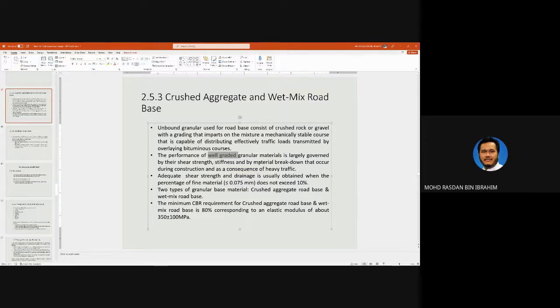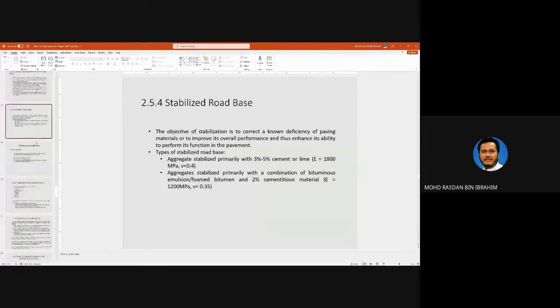Two types of granular base: crushed aggregate and wet mix road base. Minimum CBR requirement for aggregate road base and wet mix road base is 80%, corresponding to the elastic modulus of around 350 MPa plus minus 100. Don't worry, the design procedure is very easy.